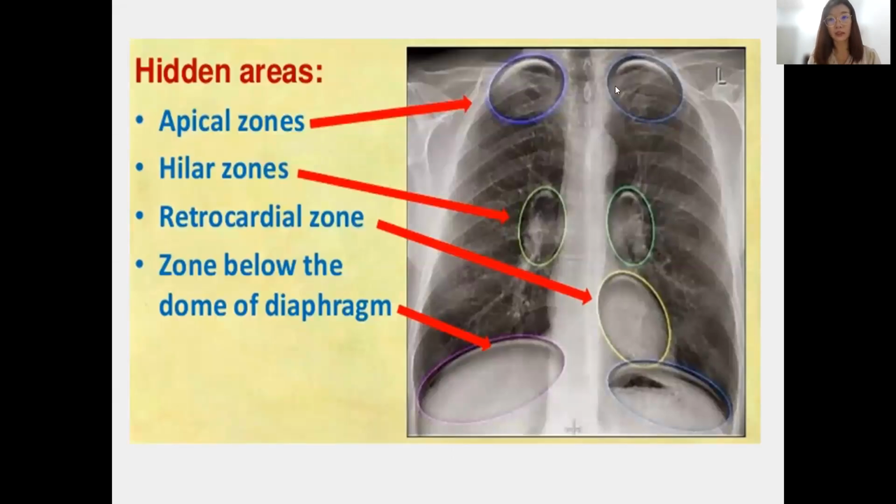So these are the hidden areas that we must always look at when we interpret the X-ray: the apical, the hilar region and the mediastinum, the retrocardiac region here, and also under the diaphragm.